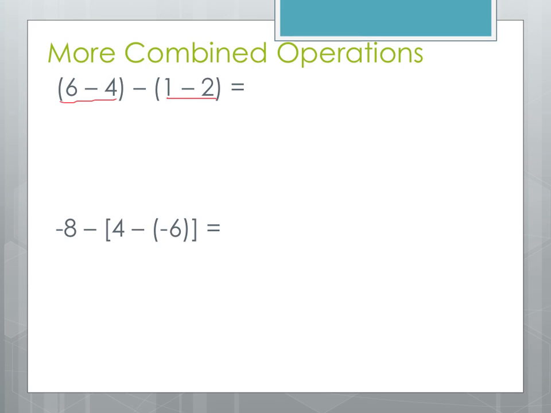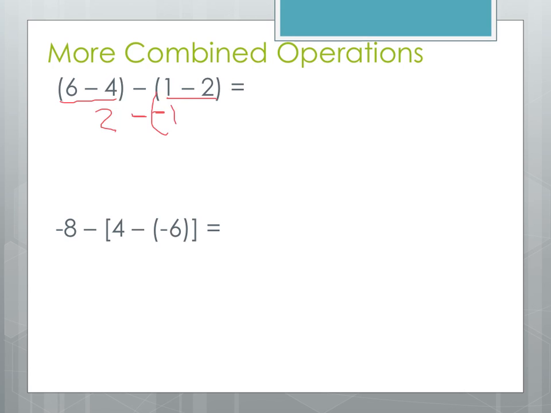We can do 6 minus 4, which is going to be 2. I'm going to bring down the minus sign from the middle right now. And then I'll do the 1 minus 2. Those are different, so I'll subtract and get 1, and it's a negative 1, right? Because the larger of those two numbers was negative. So now I have 2 minus negative 1.